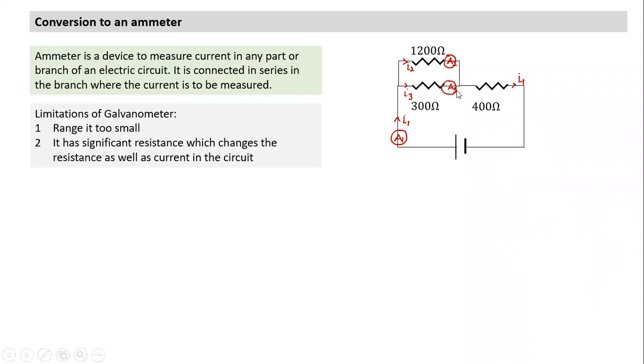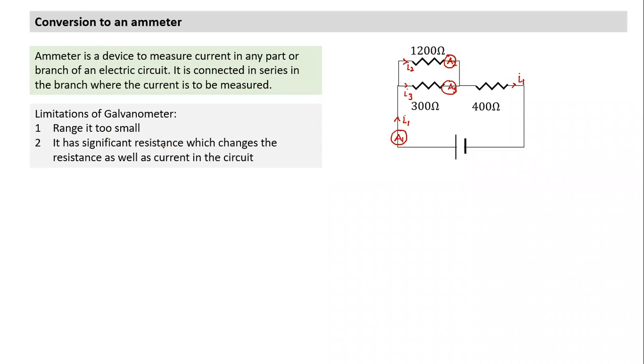What is the limitation of a galvanometer? There are two limitations of a galvanometer. Let's understand each one of them. First of all, practically the range is too small. How do I measure current which is greater than its range? And second thing, we have so many coils, number of turns are many, because we want to have high sensitivity.